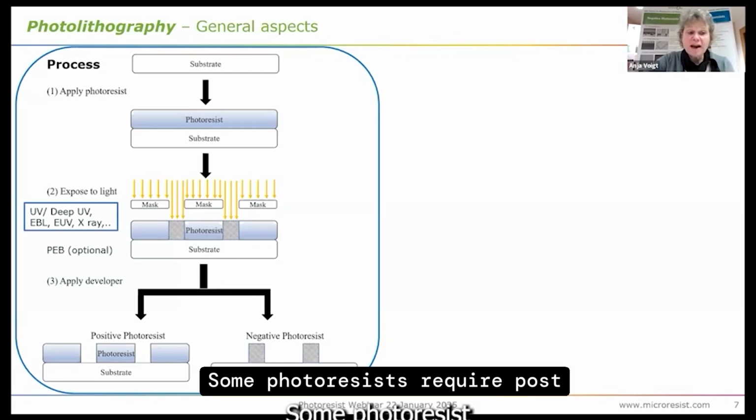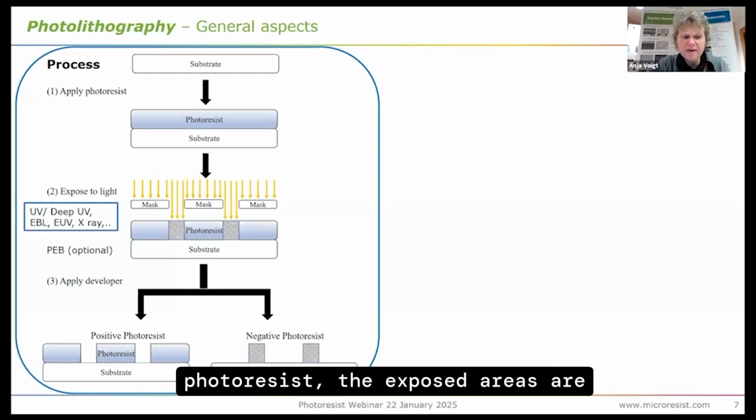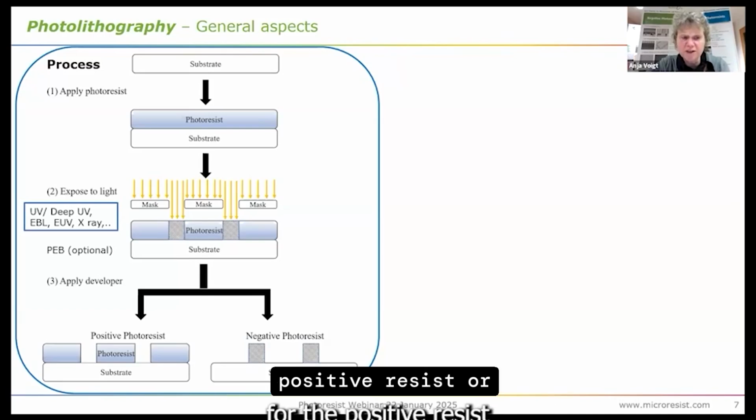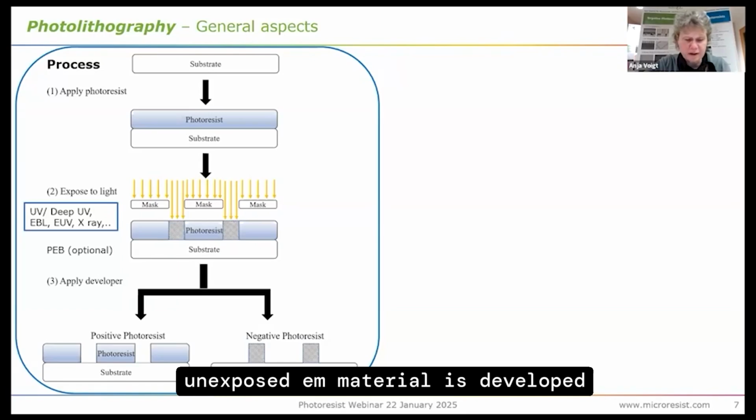Some photoresists require a post-exposure bake after exposure. Then you apply the development. And depending on the kind of photoresist, the exposed areas are developed, washed away for the positive resist, or for the negative resist, the unexposed material is developed away.